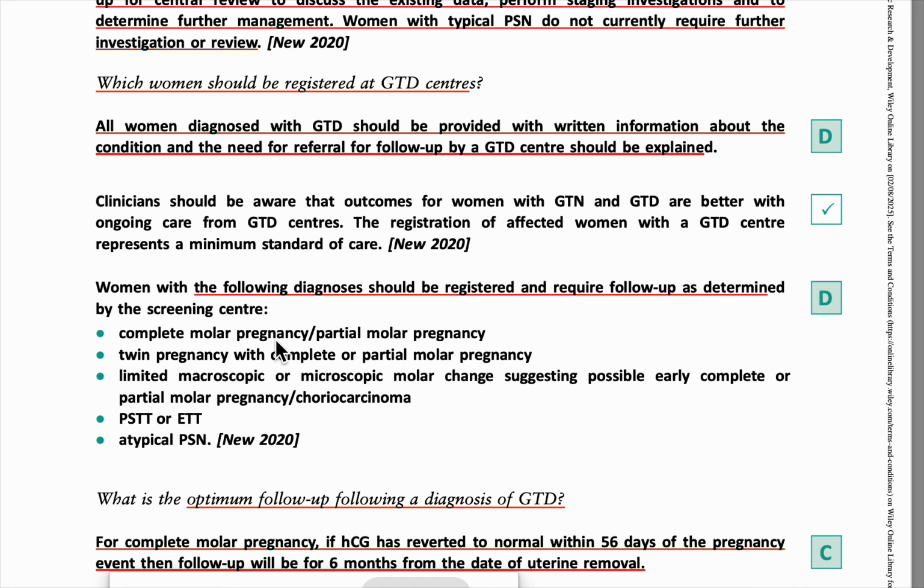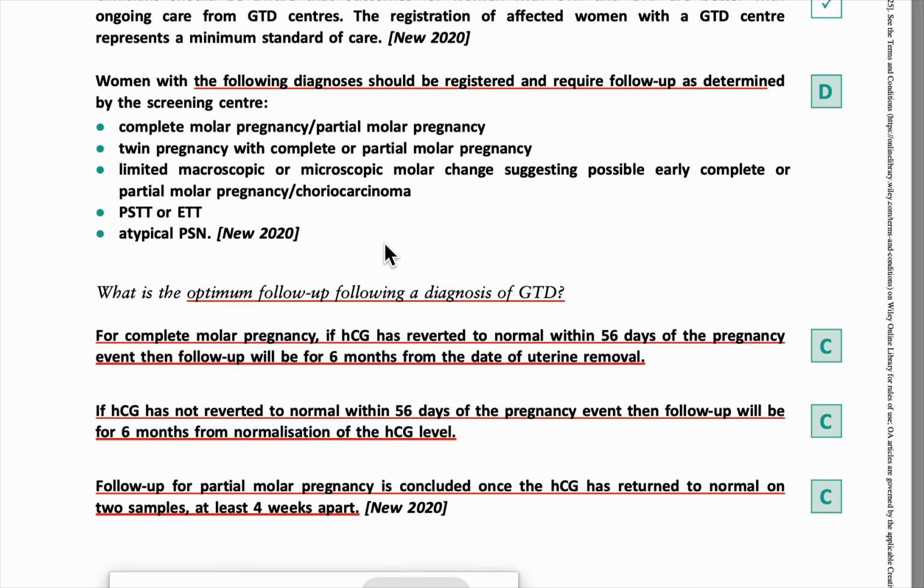This means complete molar or partial molar pregnancy, twin pregnancy with complete or partial molar pregnancy, and then she can have PSTT and ETT and atypical PSTT. All of this is written upstairs, what PSTT is and so on. You can find it up here. These are the short forms.